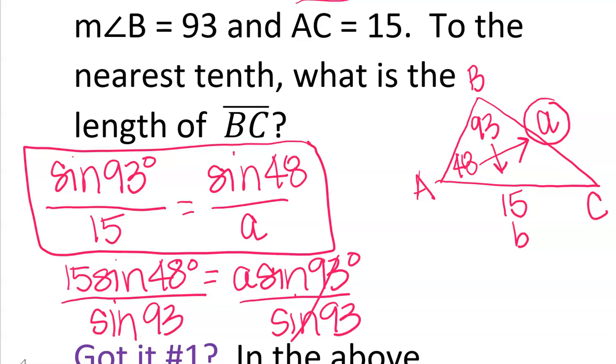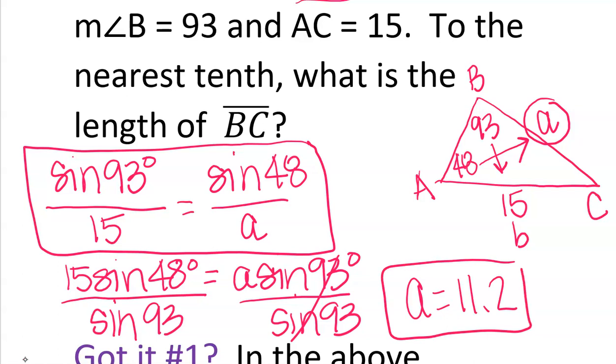I get 11.2. A is equal to 11.2. Go to 1 decimal place. The book might say 2, but I always go 1. Did anybody not get 11.2?